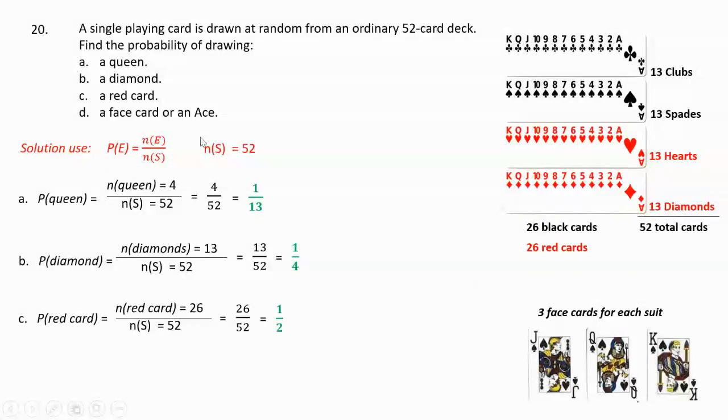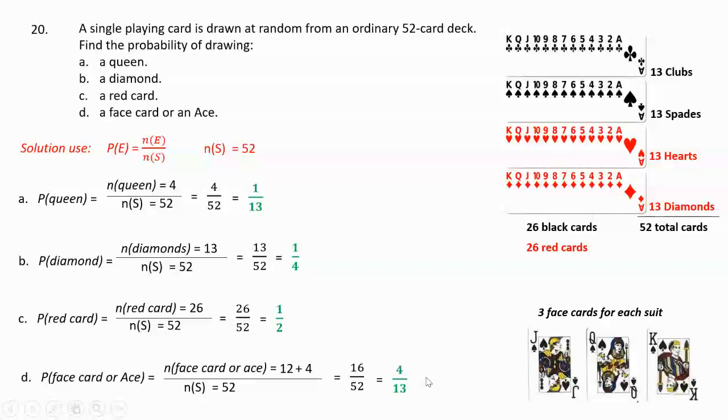And last, a face card or an ace. So how many face cards are there? There are 3 for each suit, so it's going to be 12. How many aces? There's also one ace for each suit, so it's going to be 4. So 12 plus 4 over 52 gives us 16 over 52. Reduce it. The answer should be 4 over 13.